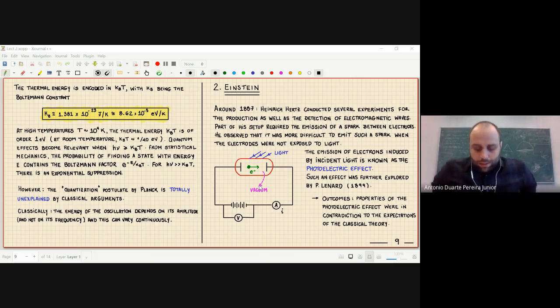Okay. So Lenard constructed this setup and he could play with some variables of the system. He could play with the intensity of the light that he was throwing to the electrode. He could also play with the frequency of light that he was throwing. And he could also play with the potential difference. So imagine that this is a battery that you can control. I mean, you can dial what is the value of the potential difference that you're providing to the circuit, okay?